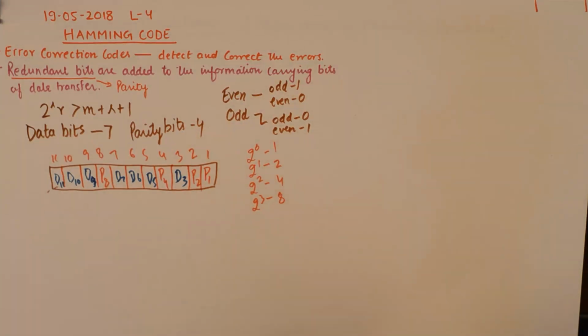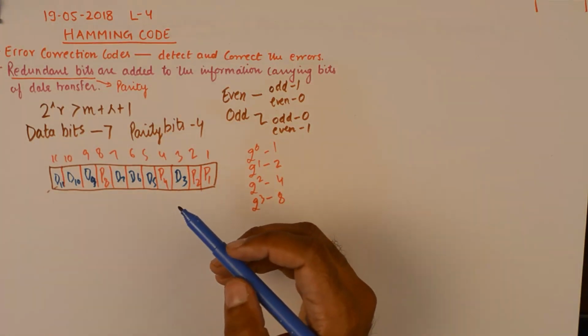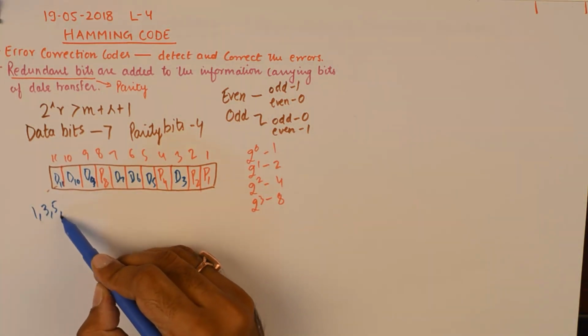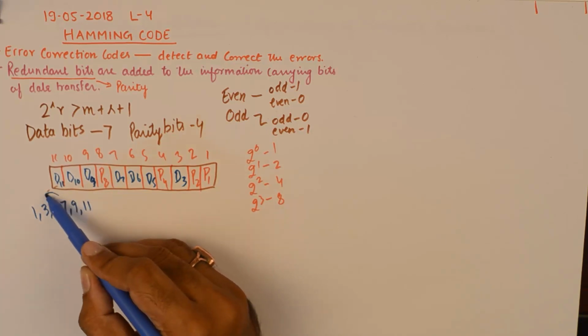So I'll repeat again, if you wish to include parity 1, you'll need to include all the bits which have a 1 in its LSB, and having a 1 in the LSB means that the number is odd. Please be aware that when the number is odd, the least significant bit is 1. So the first pair will become that of 1, 3, 5, 7, 9 and 11.